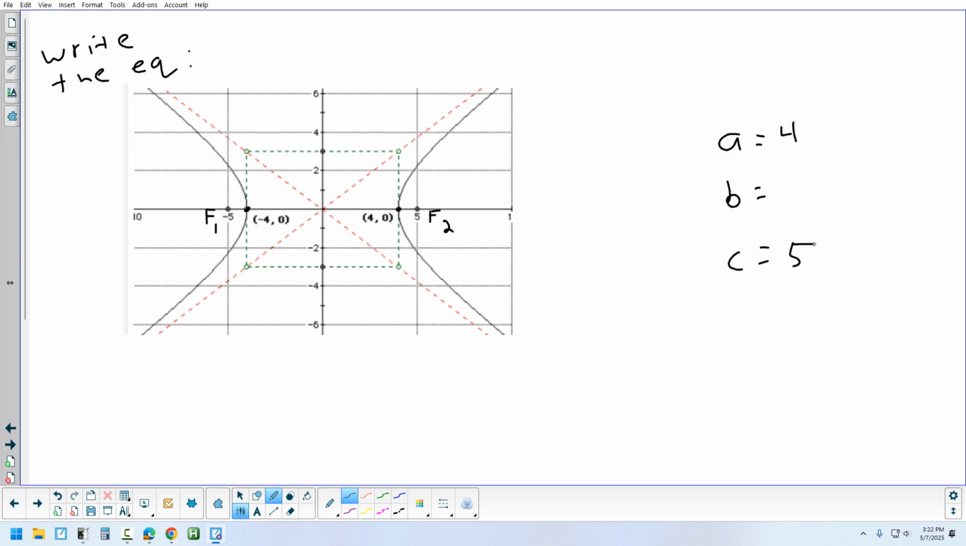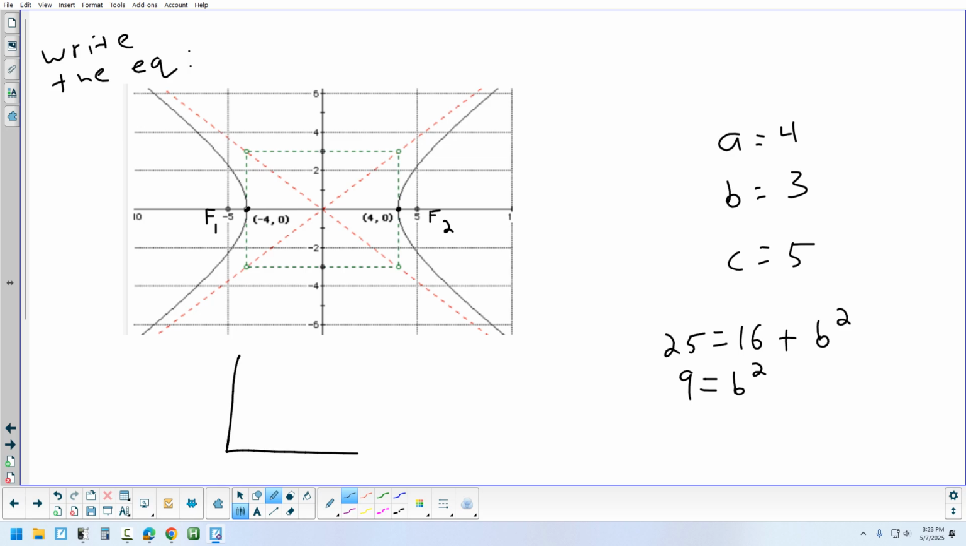So what's the connection between A, B, and C for a hyperbola? C squared equals B squared minus, no, plus A squared. So C squared equals A squared plus B squared. So we're going to get 25 equals 16 plus B squared. 25 minus 16 gives me 9, which means B will come out to 3. Okay, so now we've got A, B, and C. We just have to fill them into the formula.